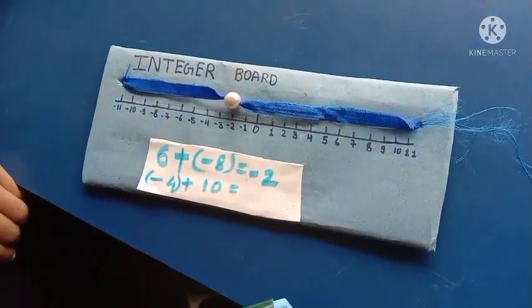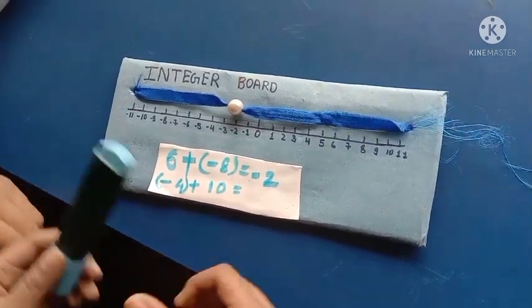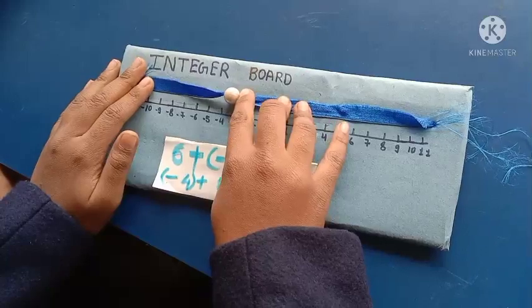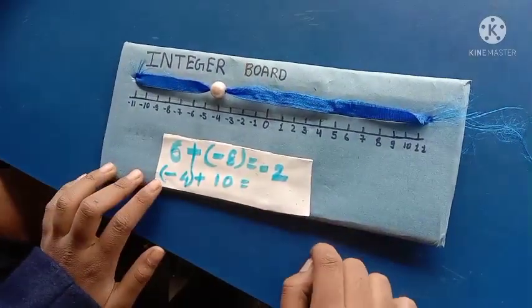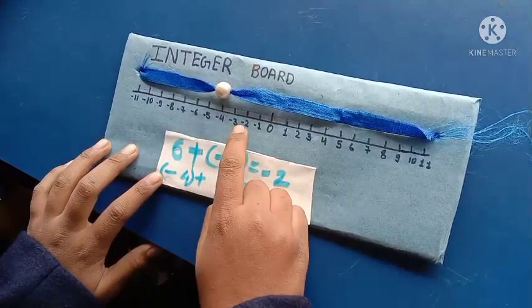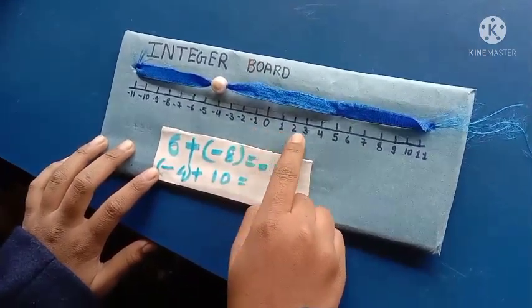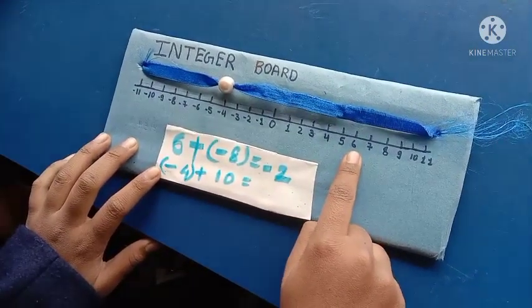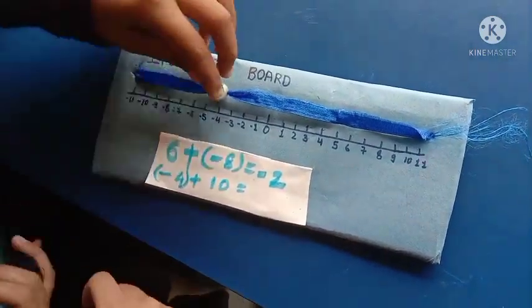So our second question is minus 4 plus 10. So we will come in minus 4. Minus 4 plus 10. Minus 1, 2, 3, 4, 5, 6, 7, 8, 9, 10. So our answer is 6.